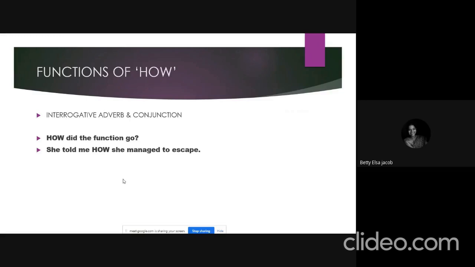Moving on to the functions of how. How, just like where and why, will always be an adverb. It can only function as an interrogative adverb. Okay, so how did the function go? Here it's a question and it's an interrogative adverb. Or she told me how she managed to escape. Now, here it's a conjunction, because you have two clauses. She told me and she managed to escape are combined by the WH word how. So how is a conjunction here.